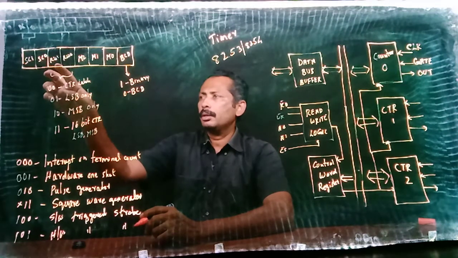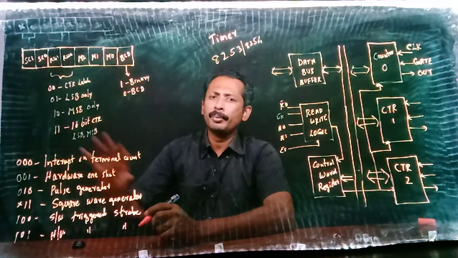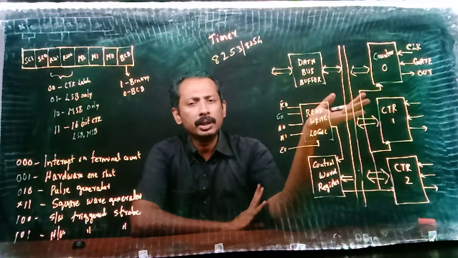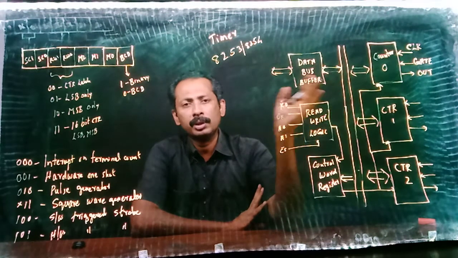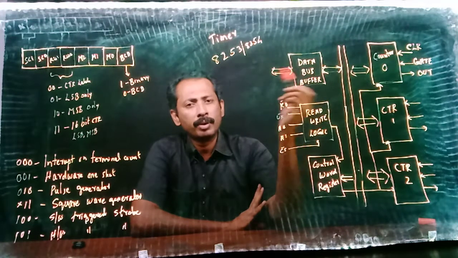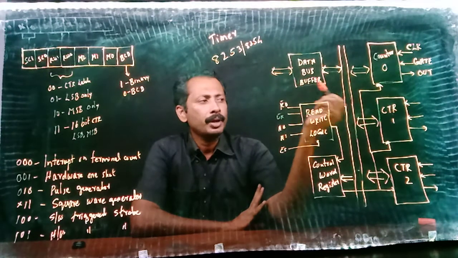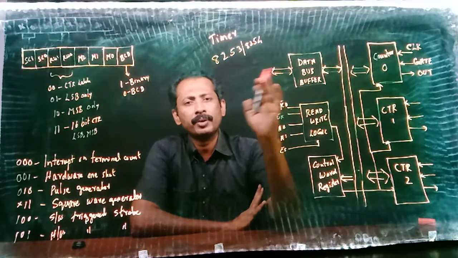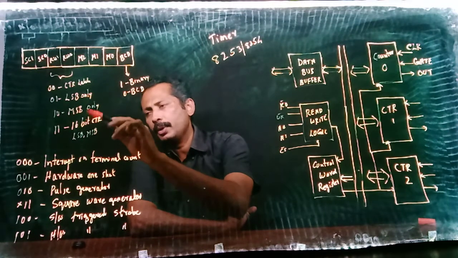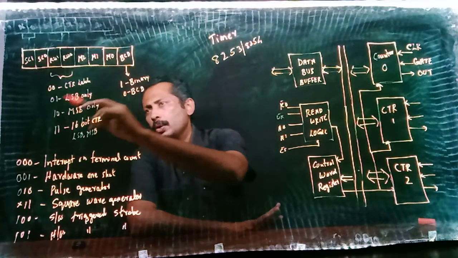Okay. And the next 2 bits, RW1 and RW0, are the different combinations or the different types of counters. All these are 16-bit counters. So I can make use of LSB for 8-bit counting, I can make use of MSB for 8-bit counting, and I can make use of all the 16 bits for 16-bit count. So we will be specifying like this: 0 1 for LSB, 1 0 for MSB, and 1 1 for both LSB and MSB. Okay. And 0 0 is counter latch.